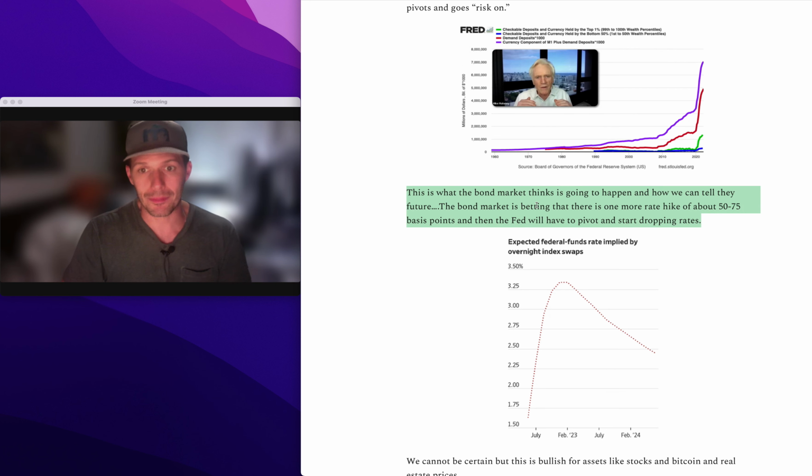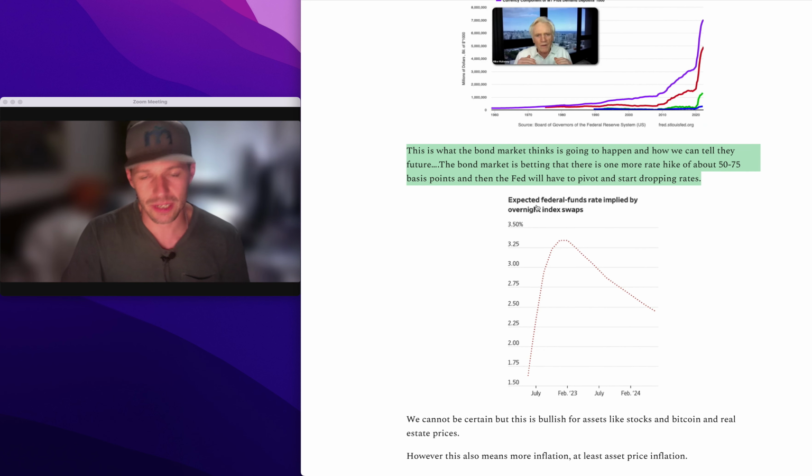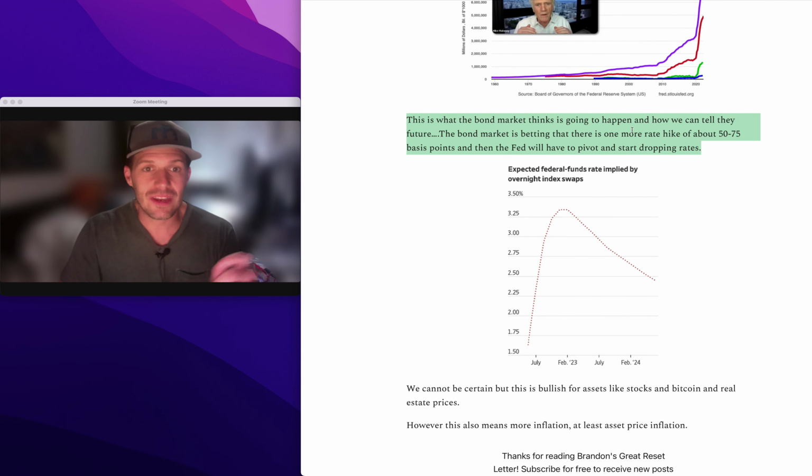So again, this is what the bond market thinks is going to happen. We're talking about predicting the future a little bit. This is what the bond market thinks is going to happen and how we can tell the future. The bond market is betting that there is one more rate hike of about 50 to 75 basis points, or 0.5% to 0.75%. And then the Fed will have to pivot and start dropping rates.